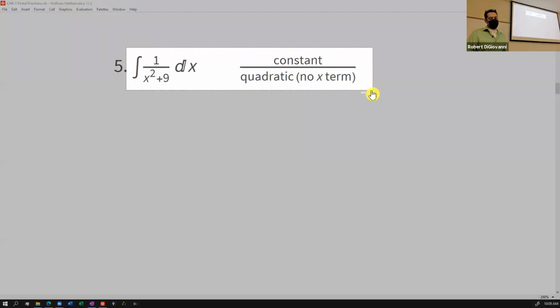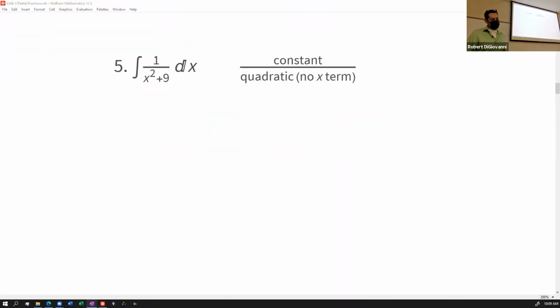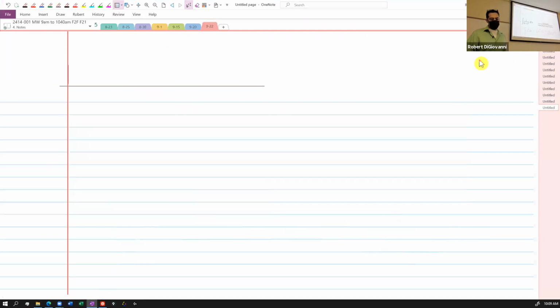So with all the examples I've given you up to this point, let's just recap real quick. Constant over linear, we can handle. Constant over repeated linear, that means you have a constant on top and a linear on the bottom. It might be squared, might be cubed, whatever, we can handle that.